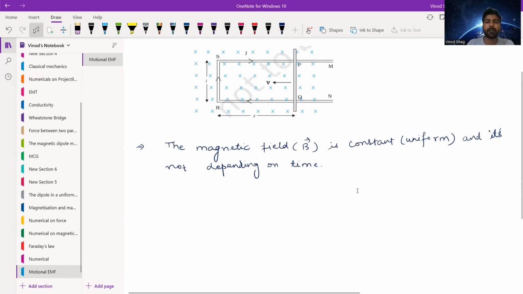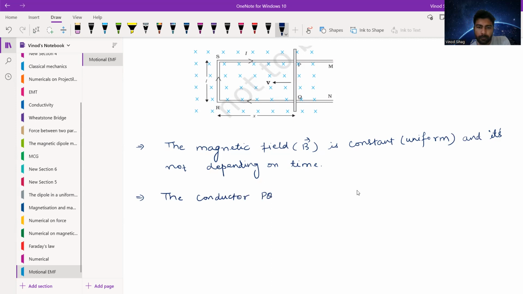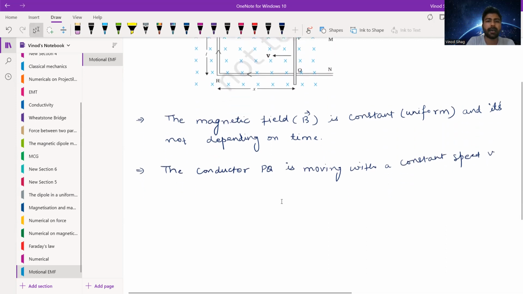First assumption. Second thing is we are assuming that there is no frictional force, or we can say the energy loss due to frictional force is negligible. We are assuming that the surface of the loop PQRS is frictionless, or negligible friction, so that we neglect the energy loss due to that. And we are assuming that the conductor PQ is moving with a constant speed v.